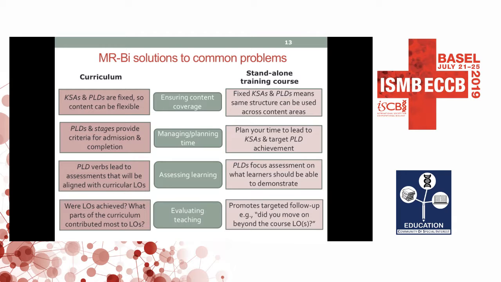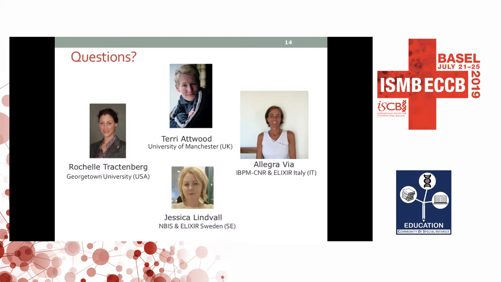So the mastery rubric for bioinformatics here can promote targeted follow-up, for instance, did you move on beyond the learning outcomes that were stated, etc. So with this, I hope that I, in some way, spark curiosity, at least to read the paper critically, please, and then come back to any of us, or all of us. We would like this to be used in some way, part of it, or something, for the community. Thank you.